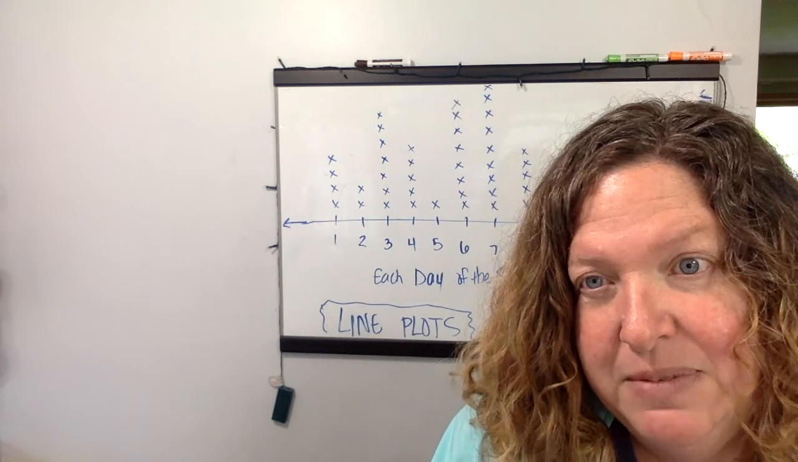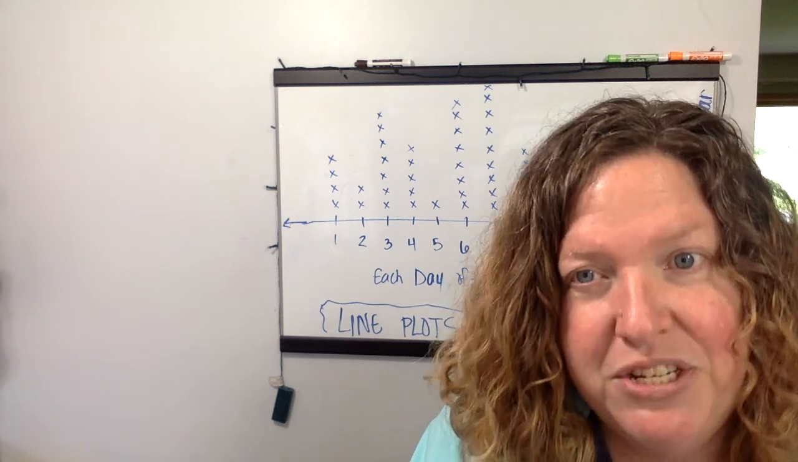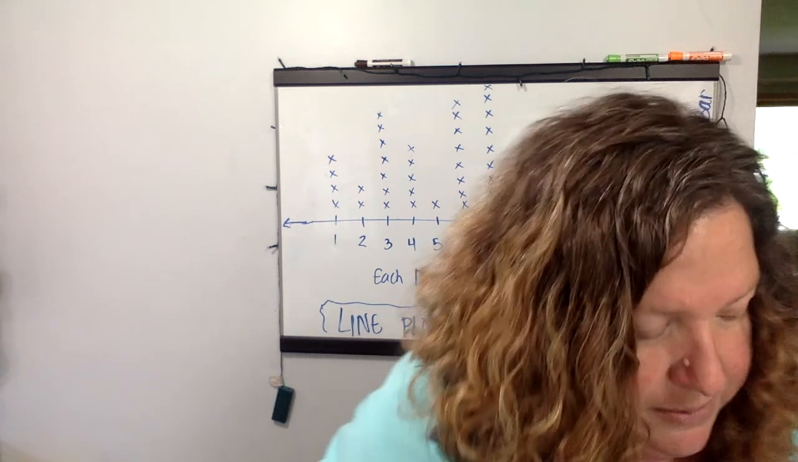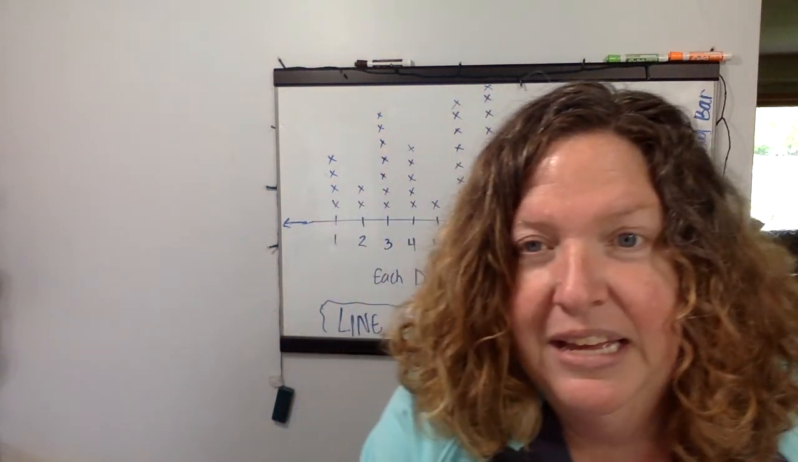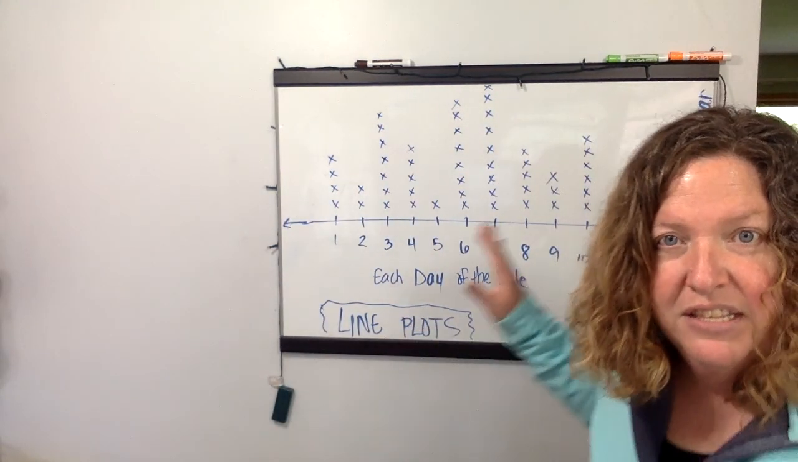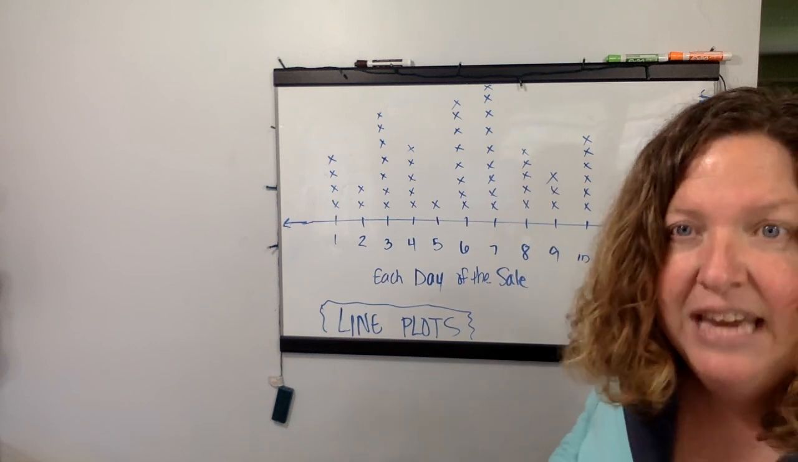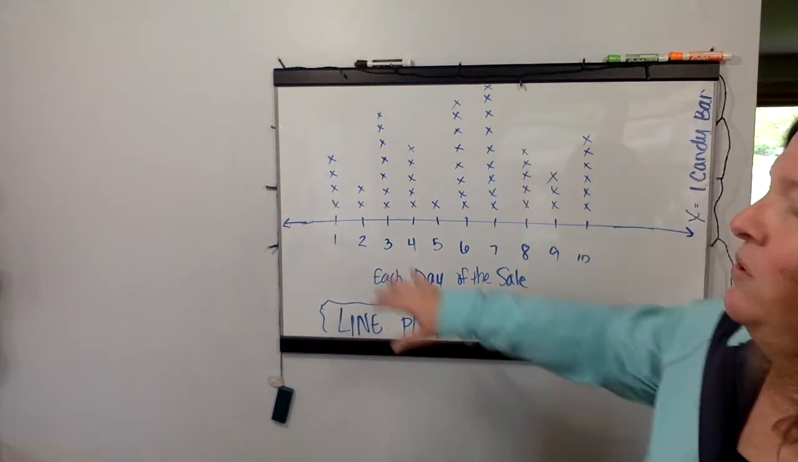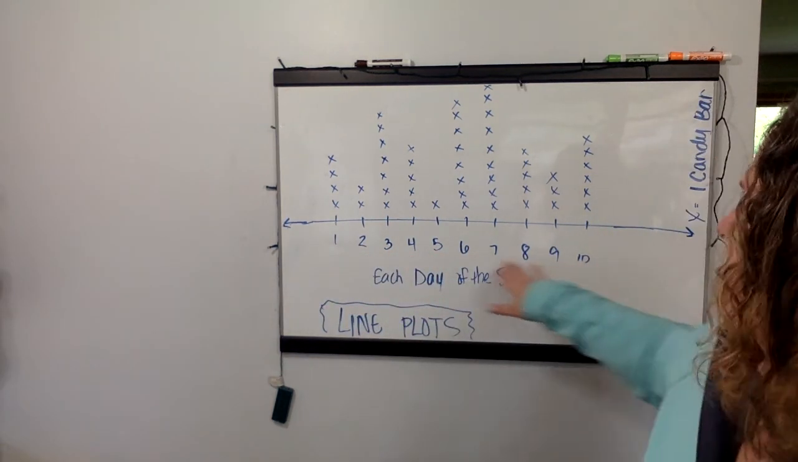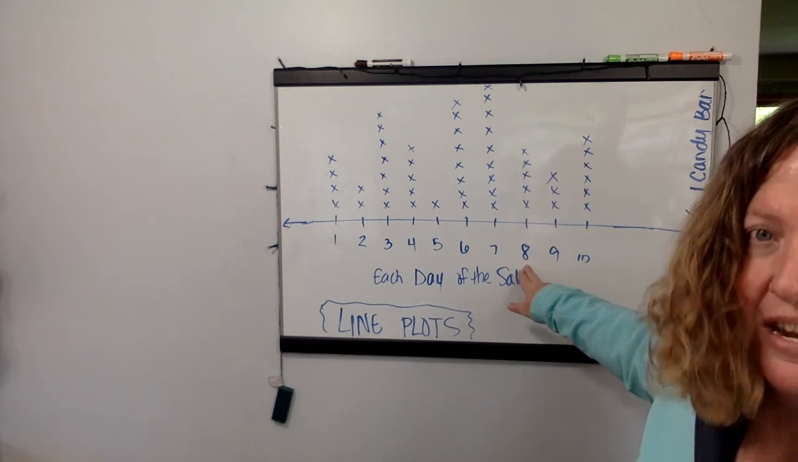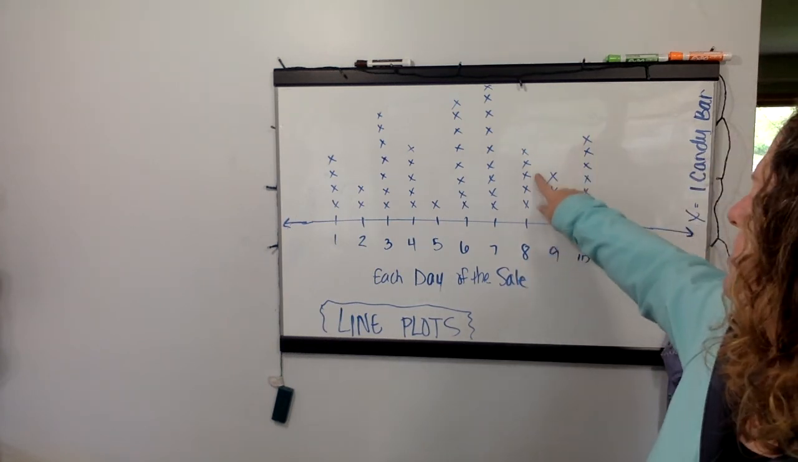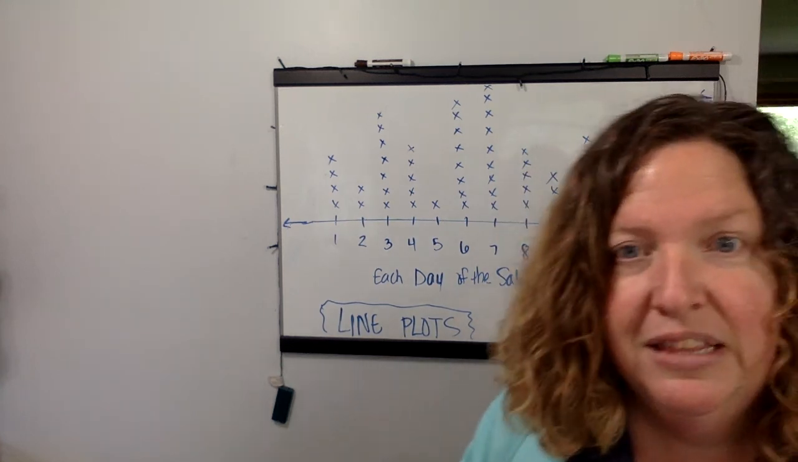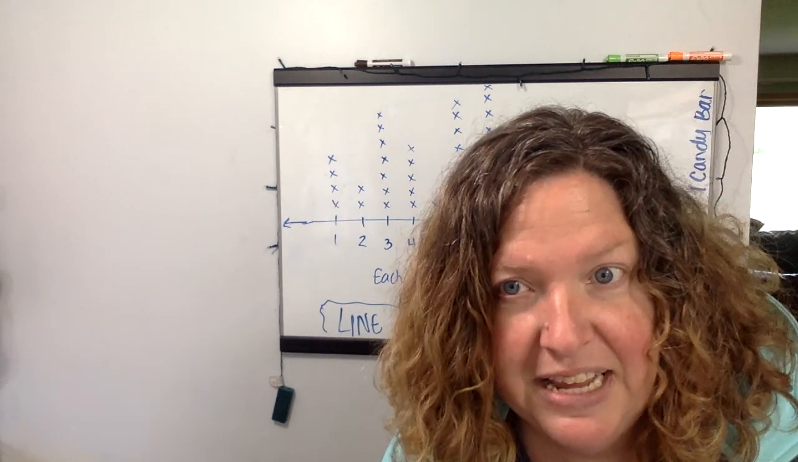Then, a lot of times they want us to be able to answer questions about it. So some questions that they might ask might be, how many candy bars did this person sell on day 8? So we're going to look and see each day of the sale. There's day 8. Each of these is worth 1. 1, 2, 3, 4, 5. So the answer is they sold 5 candy bars on day 8.